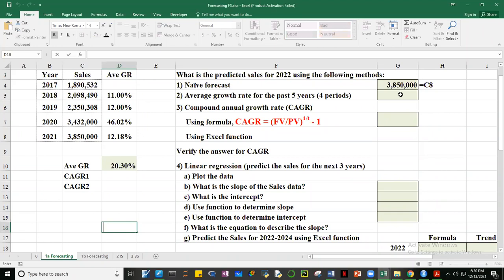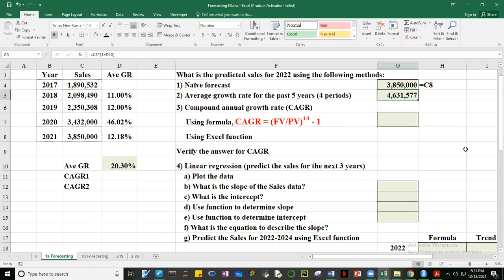So we can now compute our predicted sales for 2022, and that will be equal to the previous sales, and then we let it grow by 1 plus our average growth rate. So the previous sales, and then we let it grow by the average growth rate, and that gives us 4631. Let's copy the format there. 4.6 million. That's our predicted sales using the average growth rate.